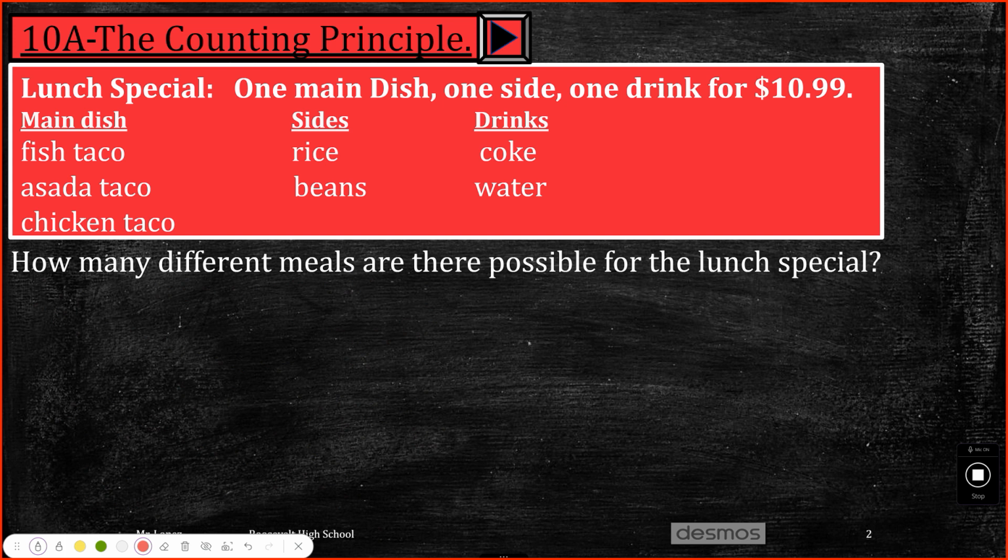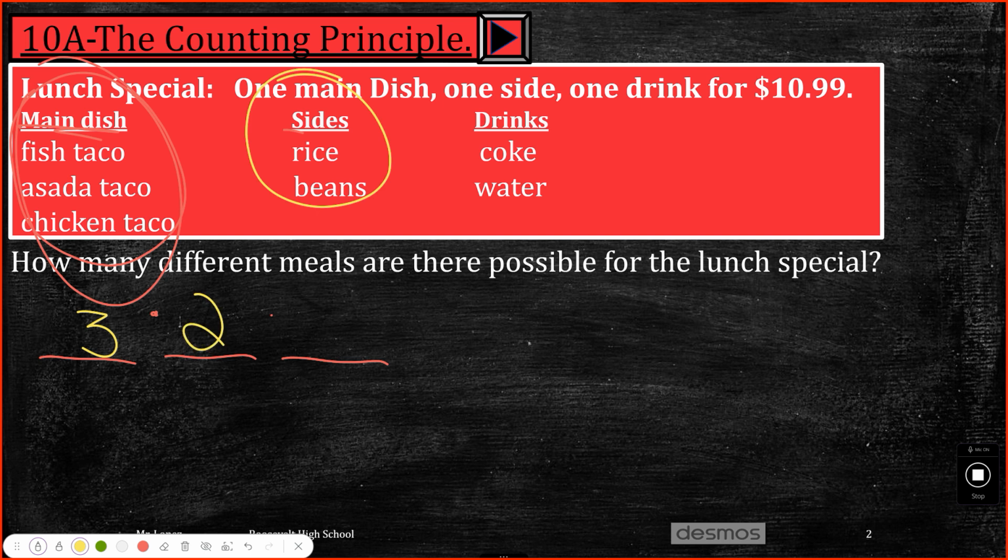You got how many choices you have? Well, you're going to have to choose a main one, a side, and a drink. So let's do it like this. How many choices do you have for the main dish? How many? 3. 3 choices. You're going to pick one out of them. How many choices do you have for a side? 2. And for a drink?